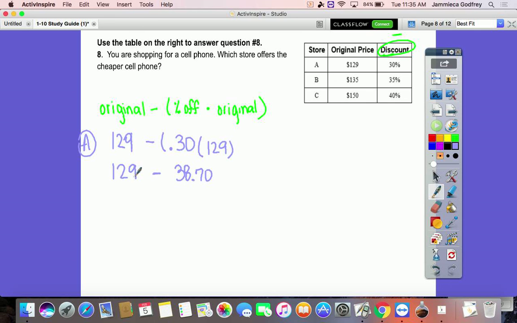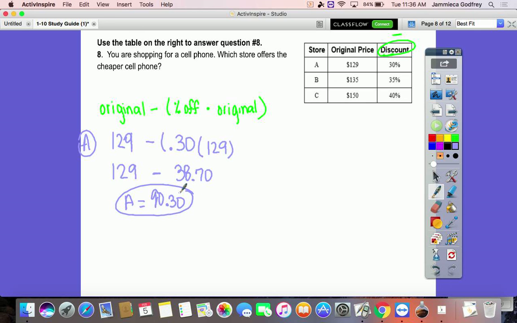We're looking for the cheaper phone, so we're going to subtract that from the original cost. That's $129 minus $38.70, which will give us $90.30 for phone A.